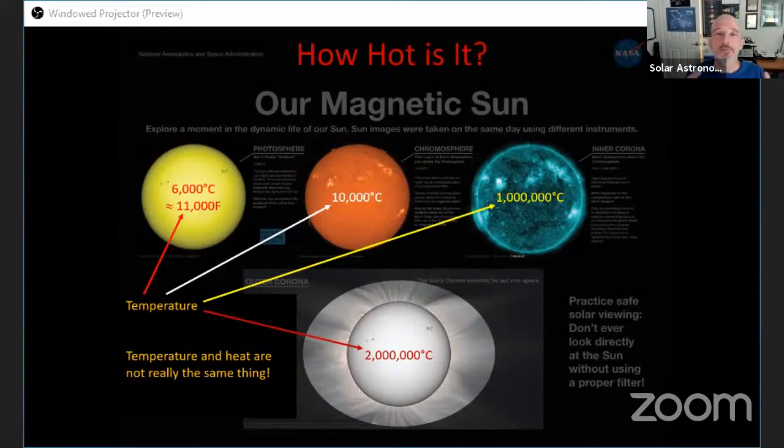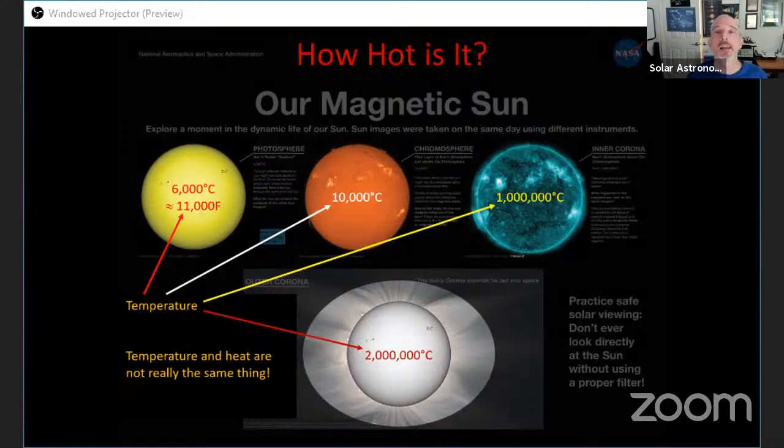Temperature is really a measure of how quickly the elemental particles in material are jiggling, right? You are made up of atoms. Everything we know is made up of atoms, tiny particles that constitute our reality and all matter that we know of. And so they jiggle, right?